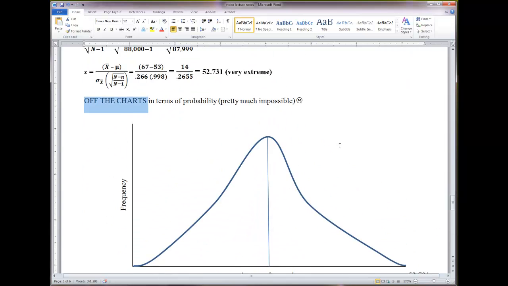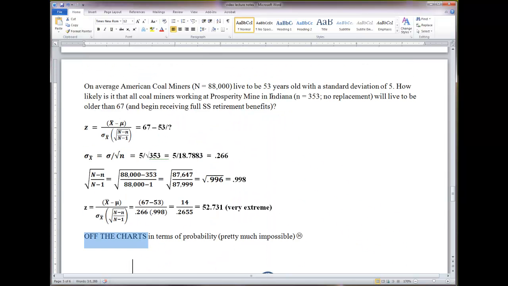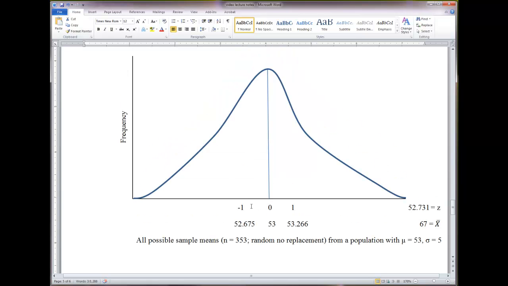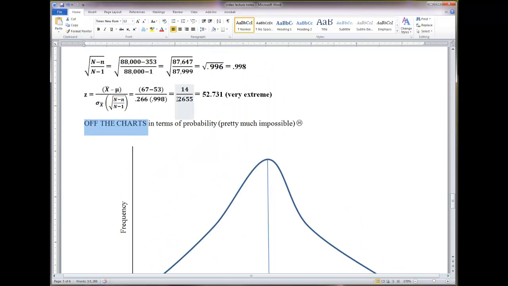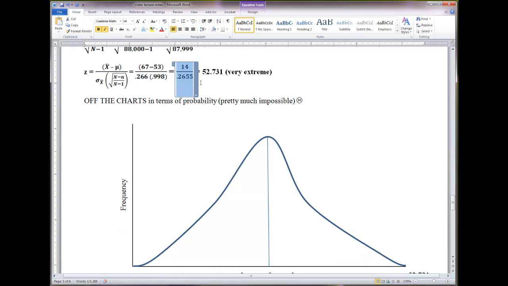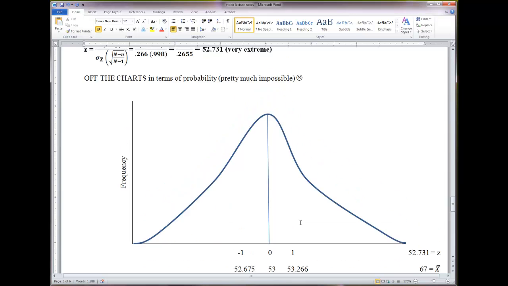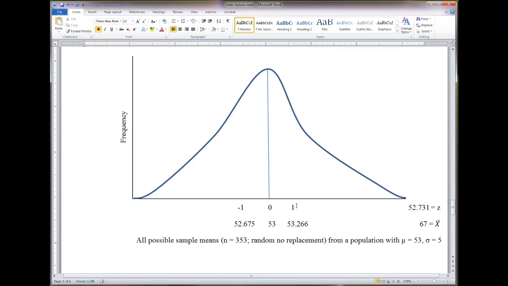So if we plotted this out on the sampling distribution, the population mean is 53. It's right there in the middle with a z-score of 0. And then if we wanted to see where most of our means would be expected to fall within one standard error of the mean, so z -1 to z +1: if we take 53 and subtract this corrected standard error, this 0.2655, you'll get 52.675. You take 53 and add that corrected standard error, you get 53.266, or 0.2655. I rounded to the thousandths place.